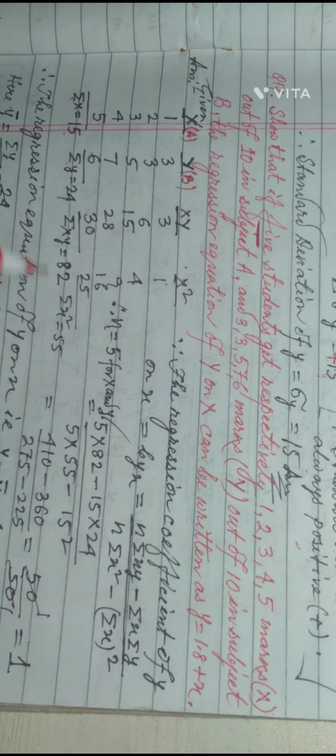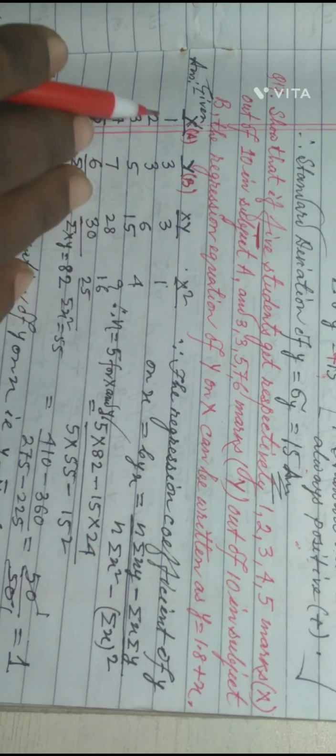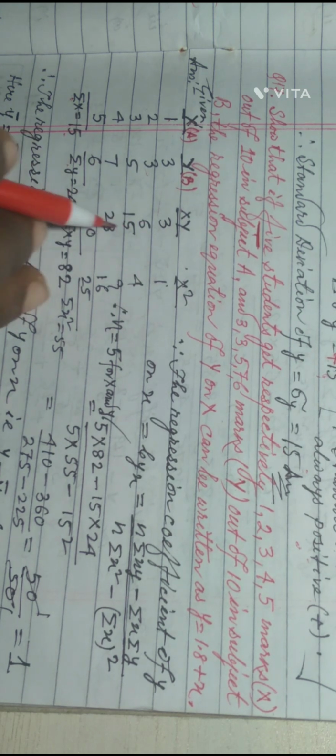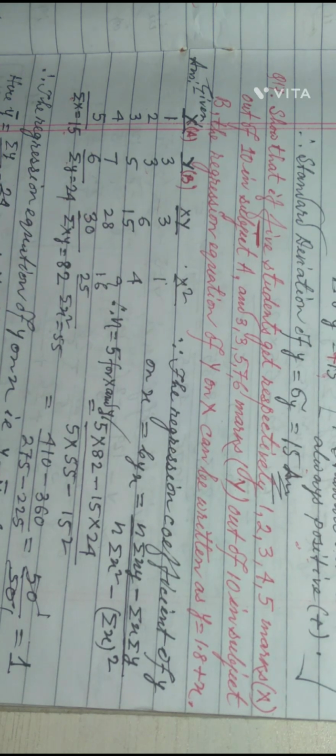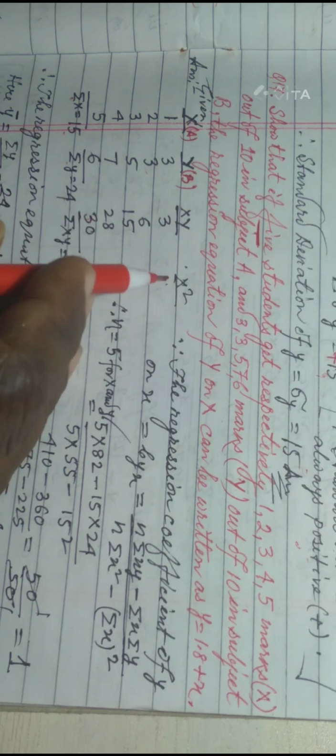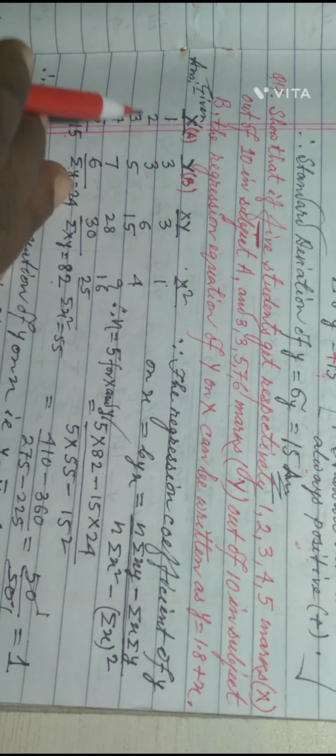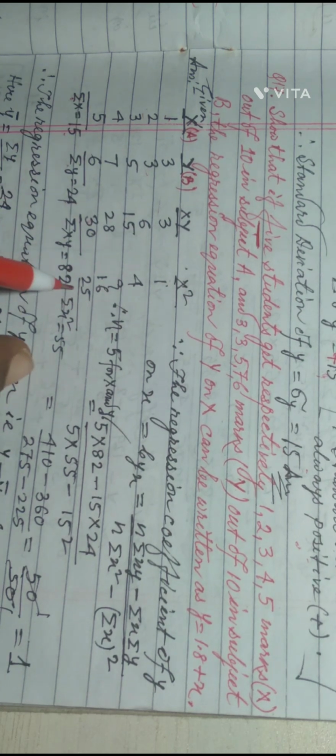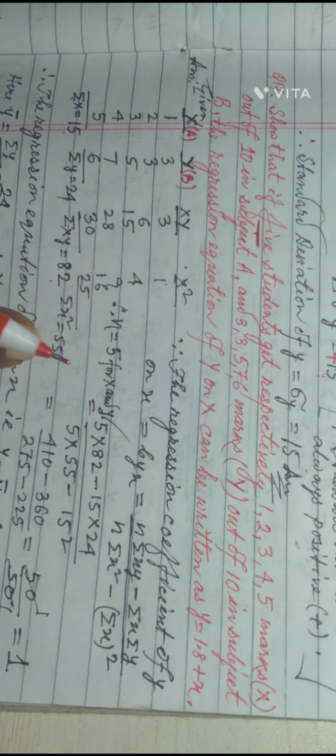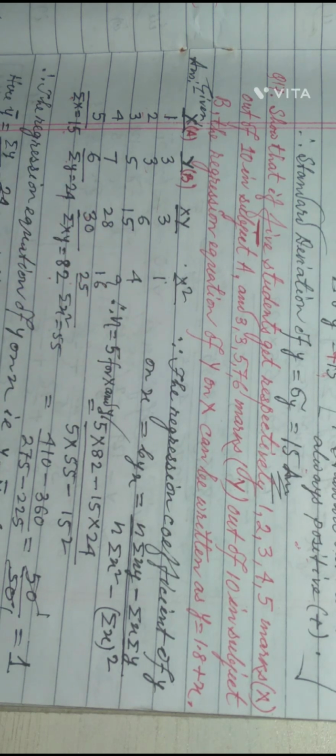24. Sum of x, sum of y. What will xy be? Multiply both: 1 into 3, 2 into 3, 3 into 5, 4 into 7, 5 into 6, that means 3, 6, 15, 28, 30. Sigma xy equals 82. And after that you have to find x square equals 1 square, 2 square, 3 square, 4 square, 5 square, that means 1, 4, 9, 16, 25. Sigma x square equals 55.